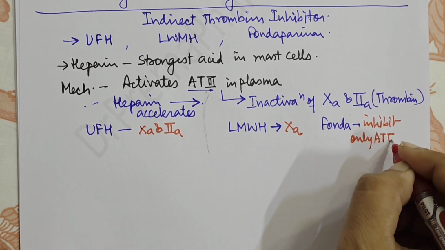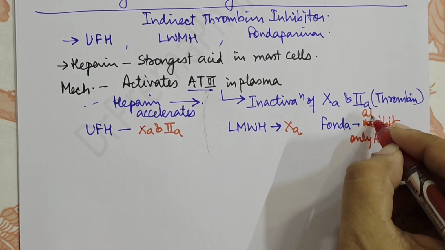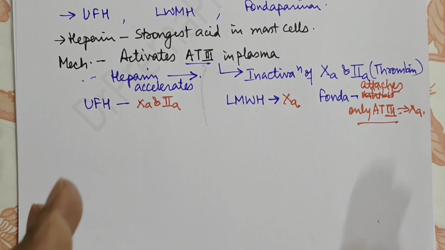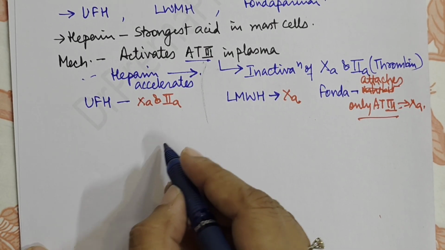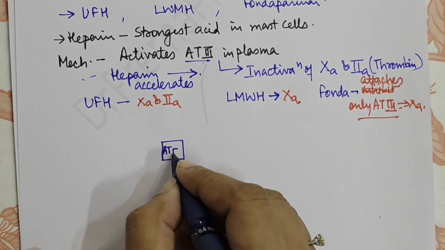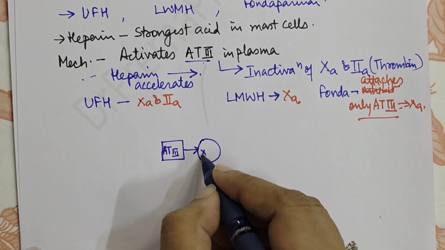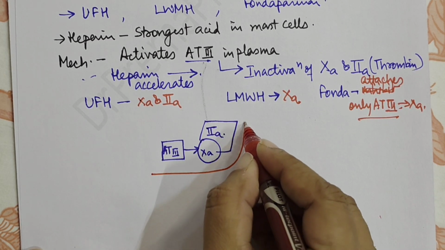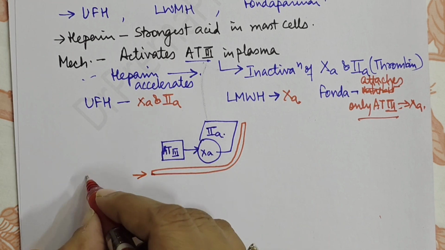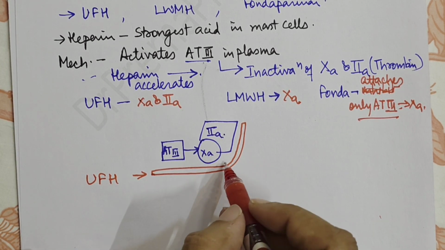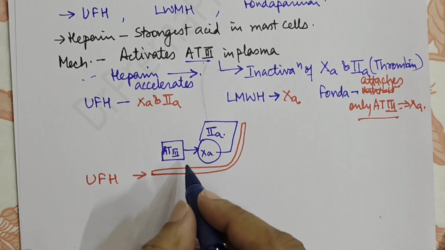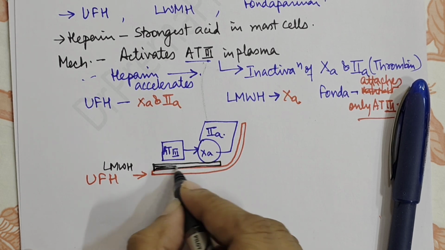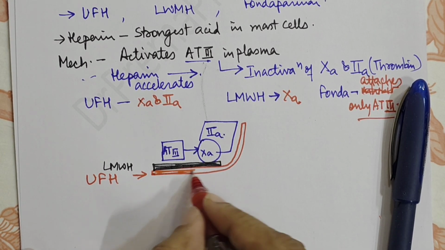attaches only to antithrombin 3, so it is again active only on factor 10A. UFH, that is unfractionated heparin, provides a scaffolding on which both the factors are inhibited. I'll show you from the diagram. This is antithrombin 3, and it attaches to factor 10A, and there is another factor, 2A. Unfractionated heparin provides a scaffolding to both, and it inhibits both 10A and 2A. Low molecular weight heparin goes and attaches only till here. So this is the action of low molecular weight heparin.